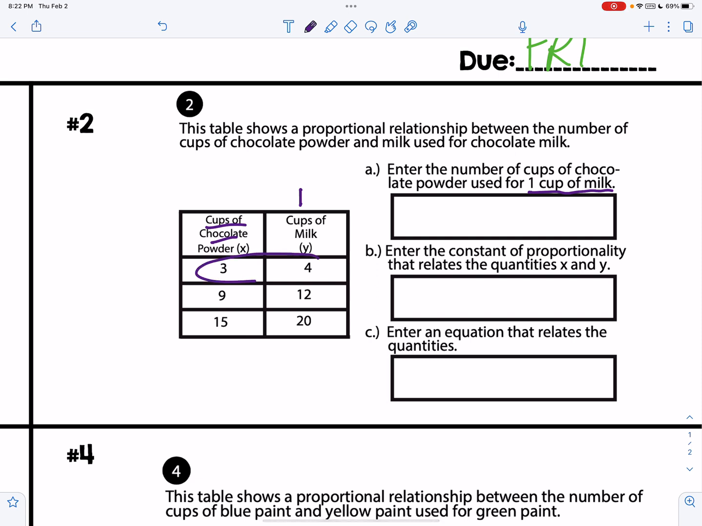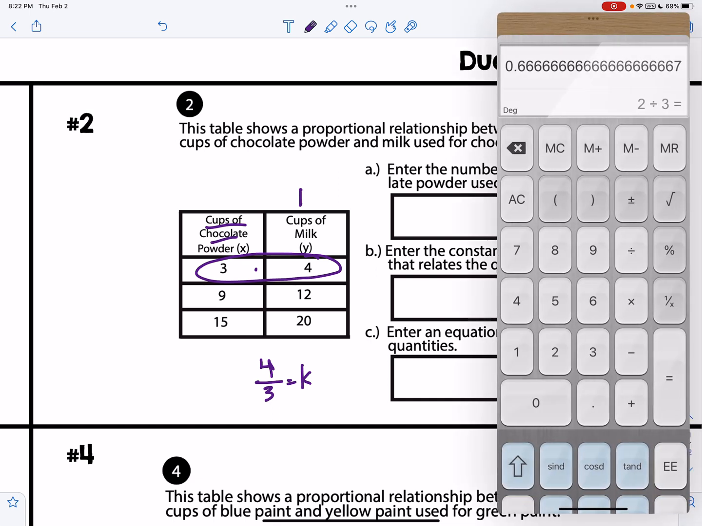I want to figure out the constant of proportionality. So I'm going to look at this here. So I know it's times something equals 4. So let's do the 4 divided by 3 to get the constant of proportionality. And when we do that, you can see we get 1.3 repeating. So you have to know that 0.3 repeating is 1/3, okay?